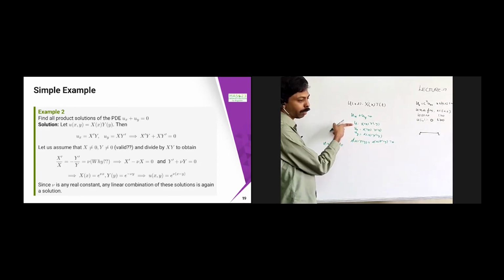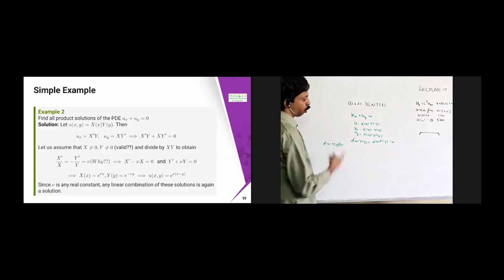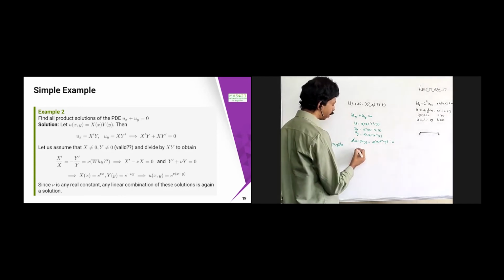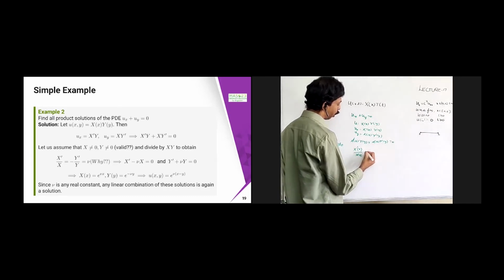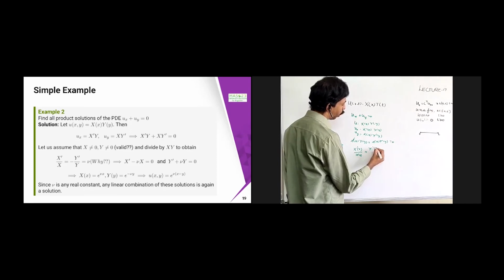I'm not interested in the trivial solution. I'm going to find the non-trivial solution. So I can comfortably divide this. Therefore, I'm going to get x dash of x divided by x of x, and this is going to become y dash of y by y of y, which equals 0.